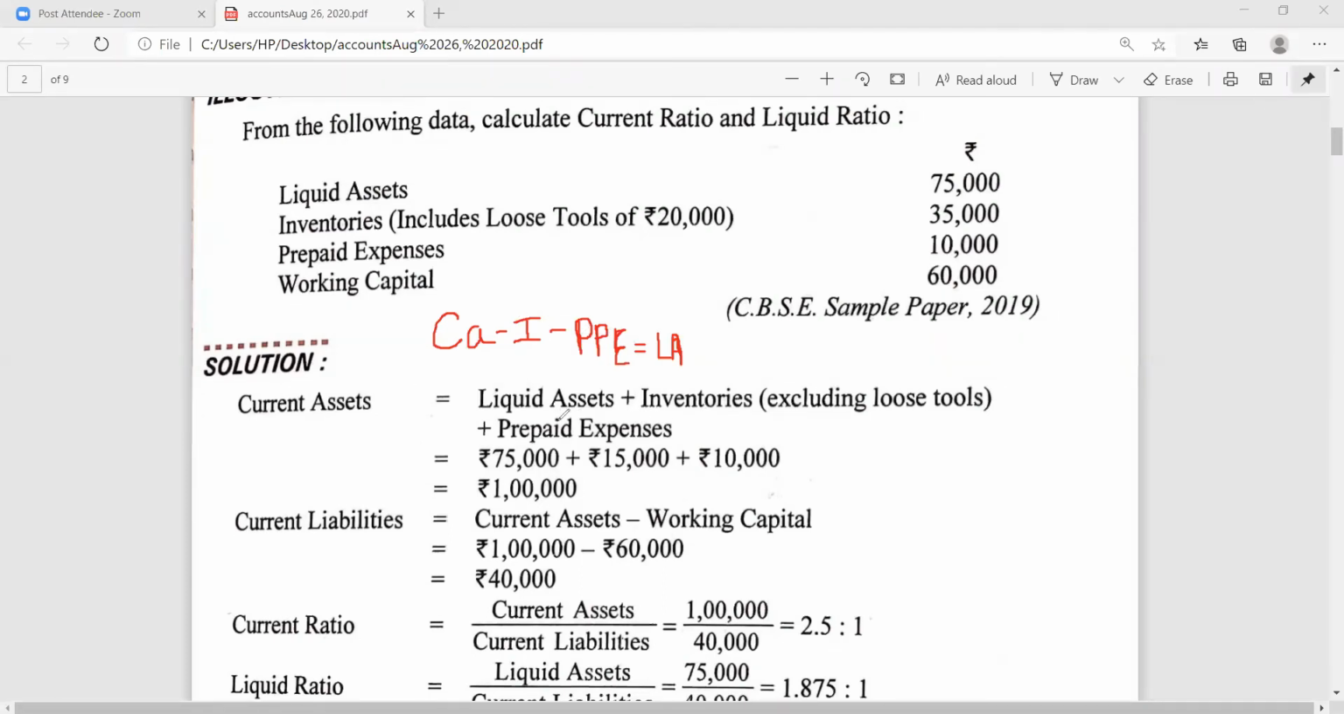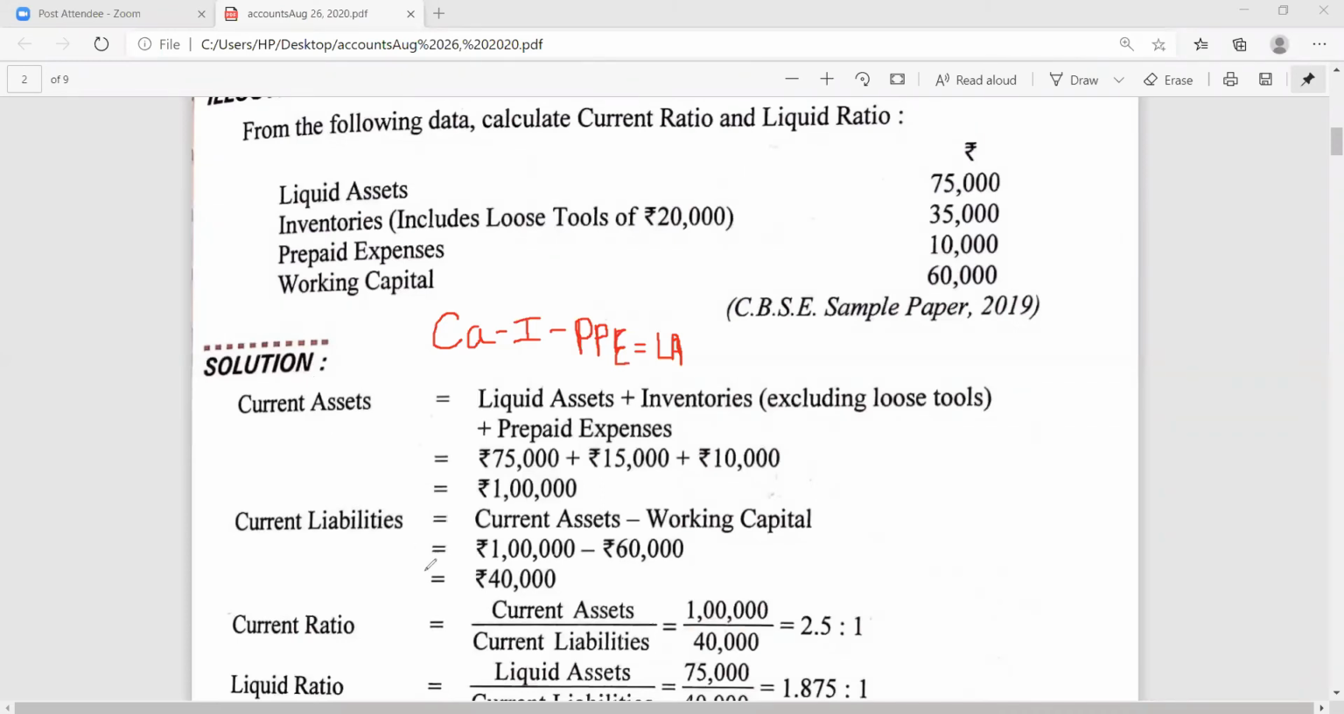Don't panic about how this formula is identified. You have to learn the basic formulas only. The basic formulas are the ones we did in illustration number 1 and 2. In illustration number 2, we did the formula of liquid asset: current assets minus inventory minus prepaid expense is equal to liquid asset. Now we can derive another formula from this: current assets is equal to liquid assets plus inventory plus prepaid expense. Don't forget to exclude loose tools. In this way, we can calculate our current assets very easily.